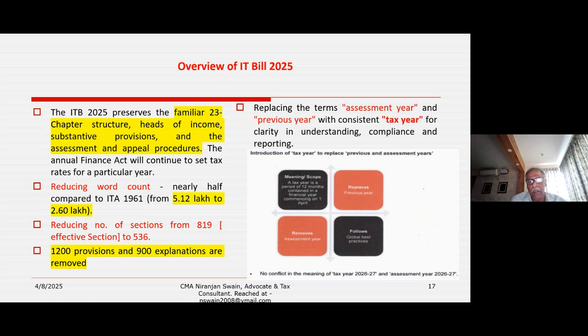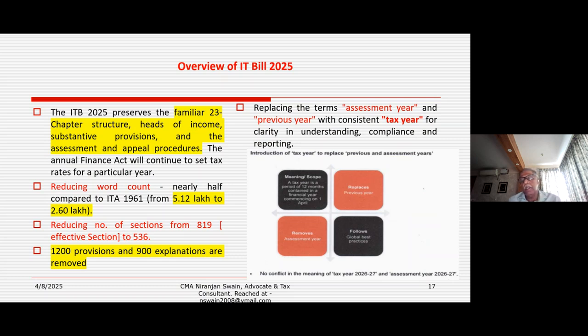1200 provisions and 900 explanations have been removed. You might have seen in the Act, one provision, one sub-provision, one sub-clause, then one explanation. So now, 900 explanations and 1200 provisions they have removed. So they are not keeping them.